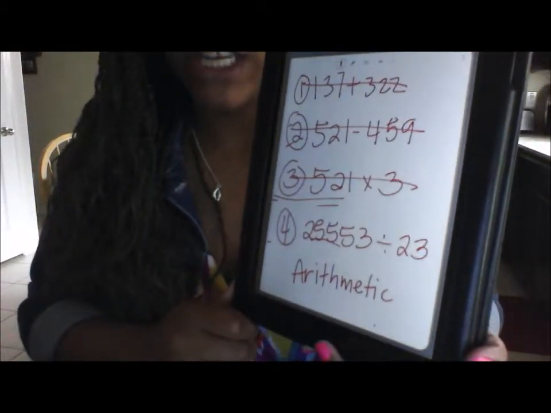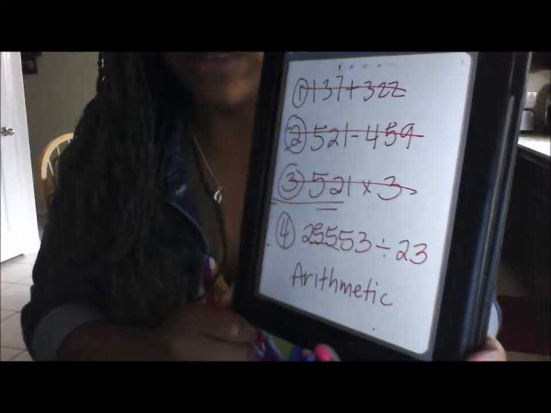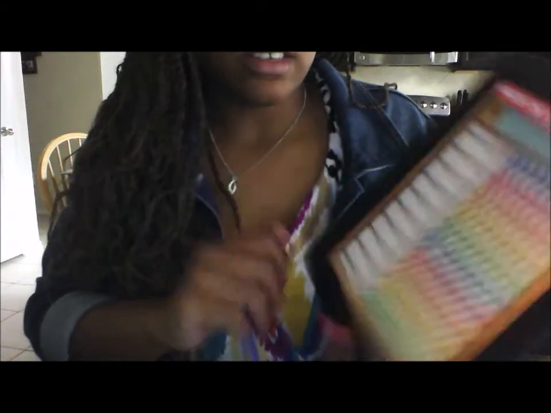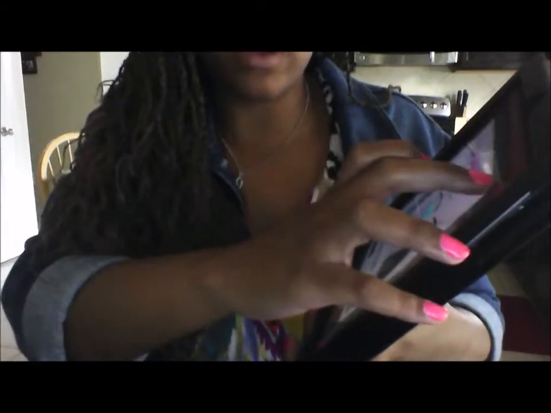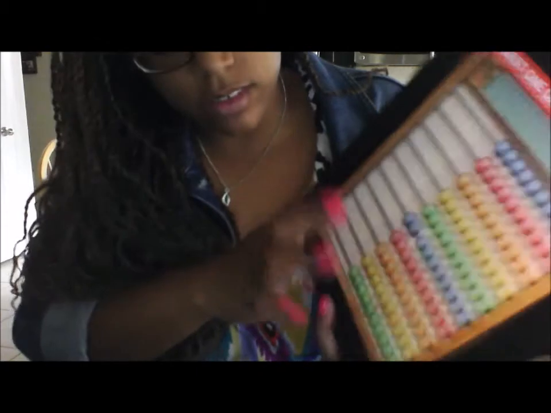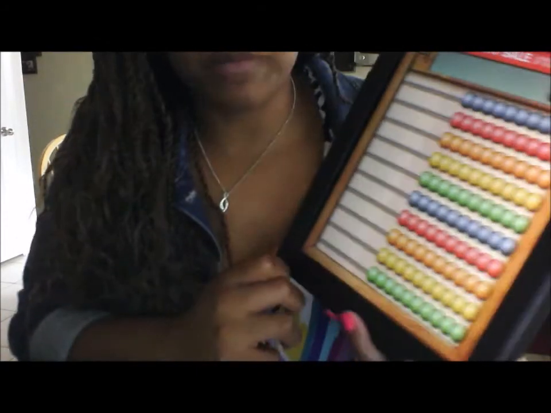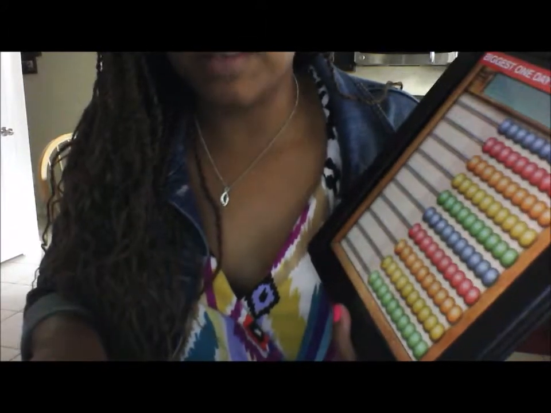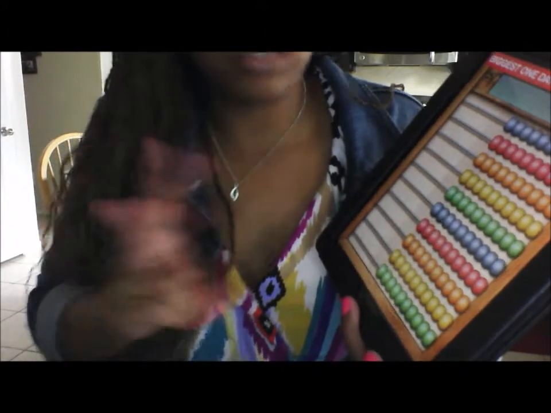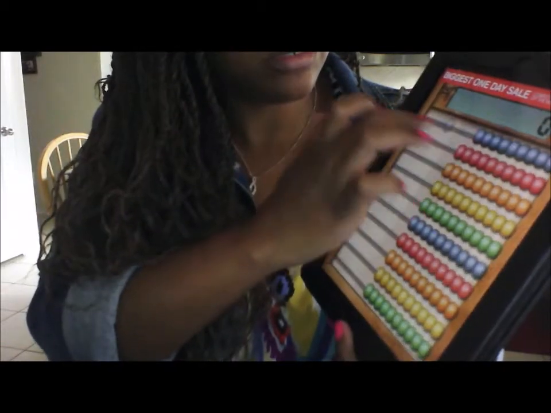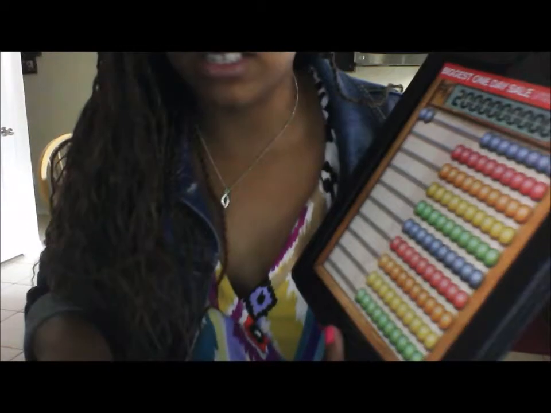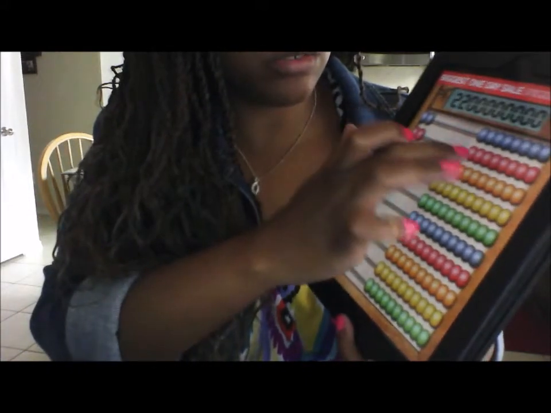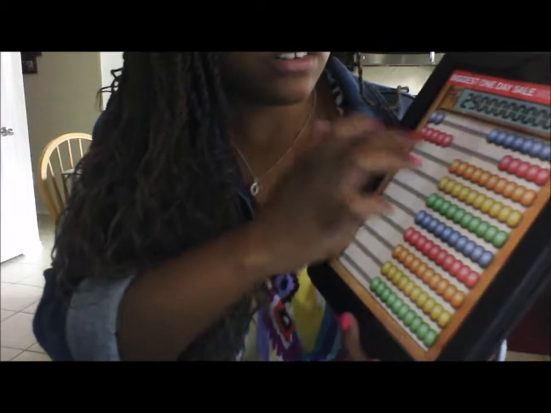The last basic arithmetic that we're going to go over is division. So we're going to divide 25,553 divided by 23. So we're going to pull out our abacus. In our abacus, we're going to first create 25,000. Sorry. And we're going to create it at the top. So in my top, I'm only going to have 2. So that's going to be my 20,000. And then I'm going to need 5,000. So 1, 2, 3, 4, 5.